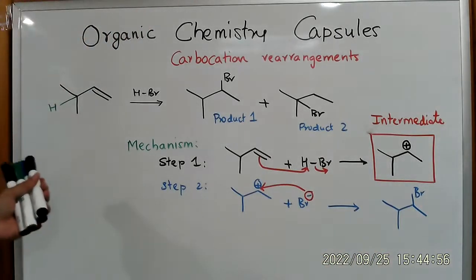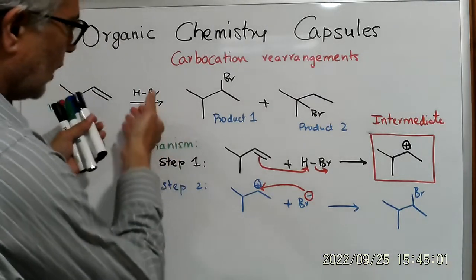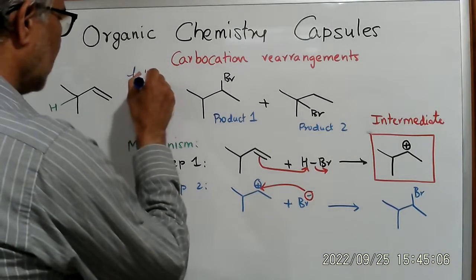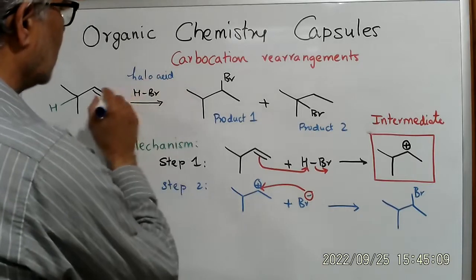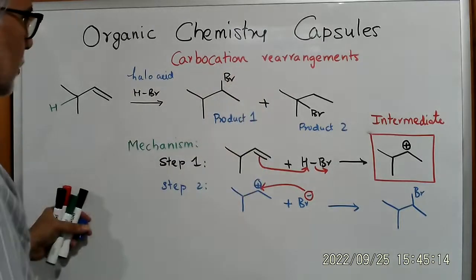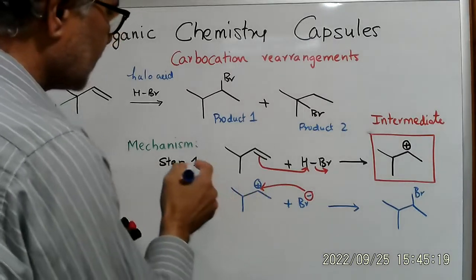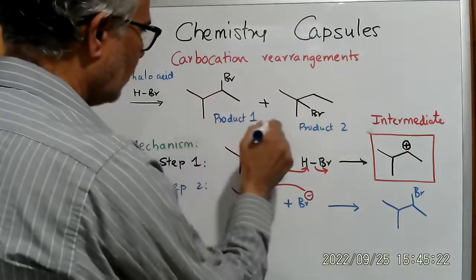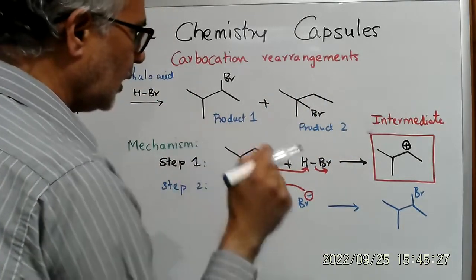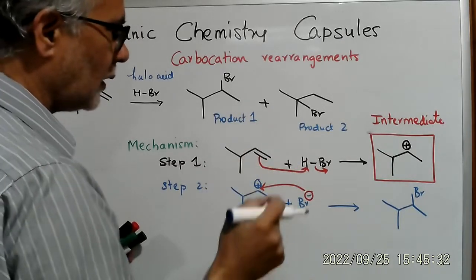So this is a typical reaction between an alkene and a haloacid, like HCl, HBr, HI, acids from halogens. Normally we expect this reaction to produce product 1, but it also produces product 2. We are here to explain how these products are formed and what is involved in that.